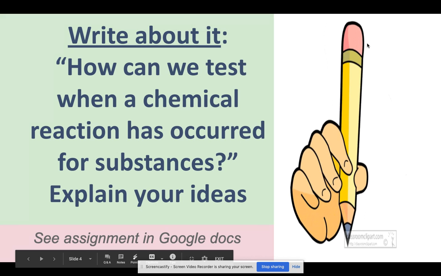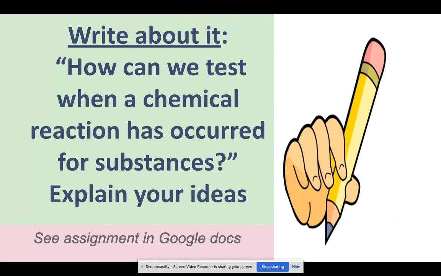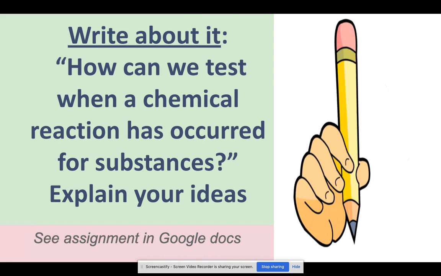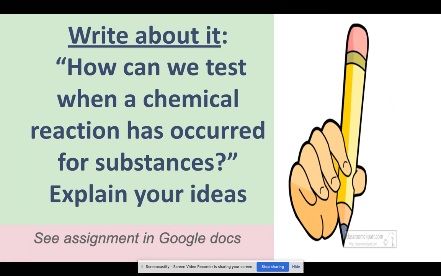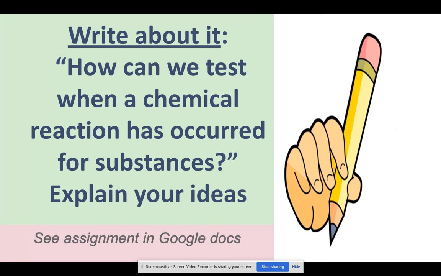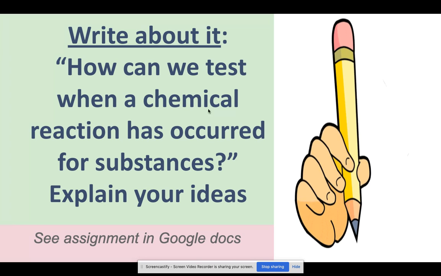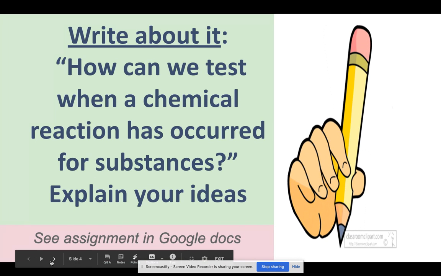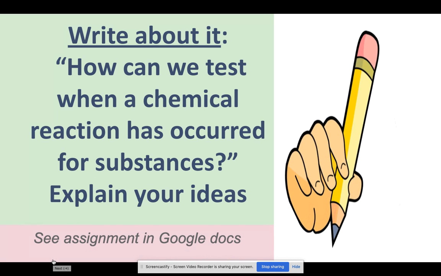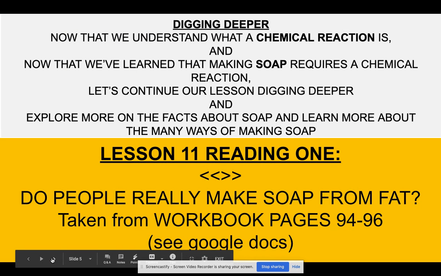How can we test when a chemical reaction has occurred for substances? Explain your ideas. You will see that assignment in a Google Doc. That's where you'll share your ideas and talk about the 7 signs that you just learned about, and just jot it down in your notes.